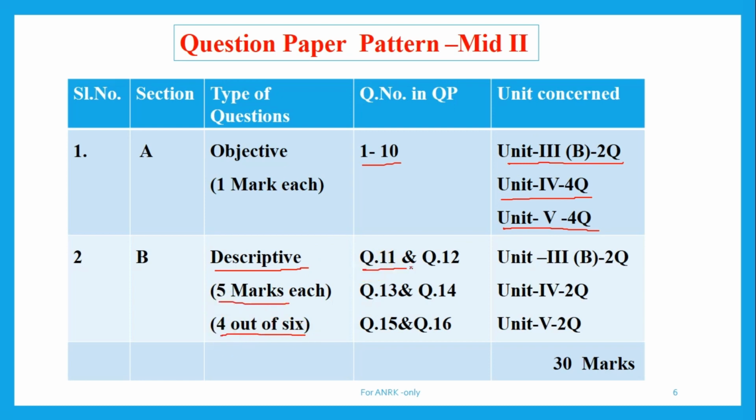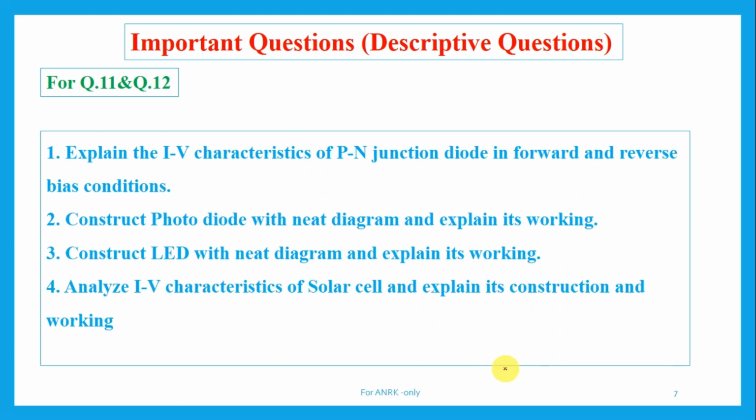Question numbers 11 and 12, 2 questions, will come from unit 3 part B, and question numbers 13 and 14 will come from unit 4. Question numbers 15 and 16 are from unit 5, 2 questions: question number 15 will come from lasers and question number 16 from optical fiber. Now we will see the important questions based on the question number.